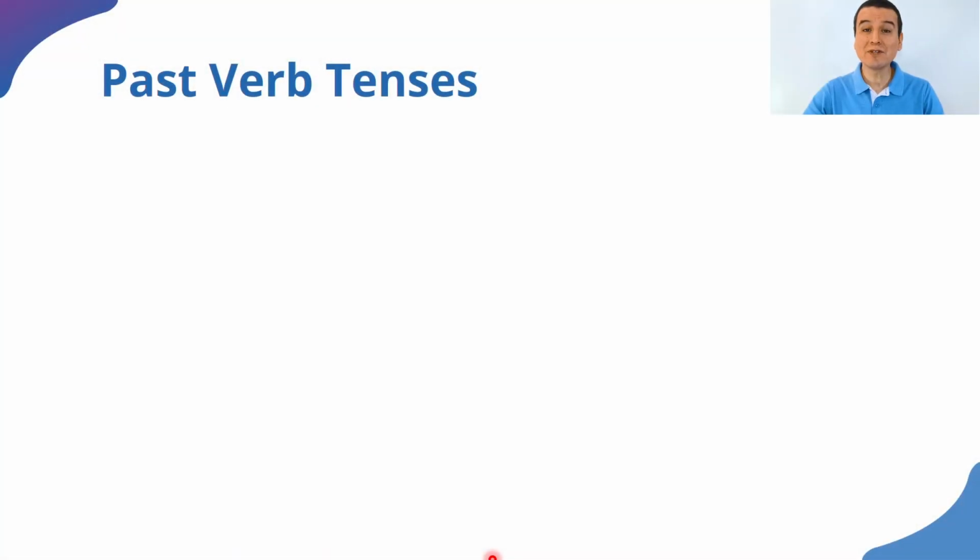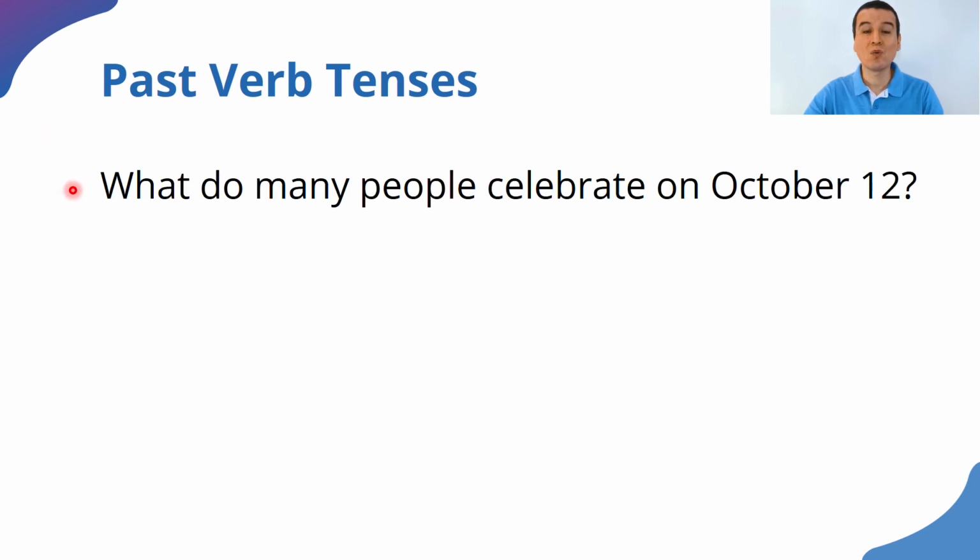Hello! In this video we are going to review and practice with verb tenses used to express past actions as we read about some famous historical events. To introduce the topic, let me ask you this question. What do many people celebrate on October 12th?